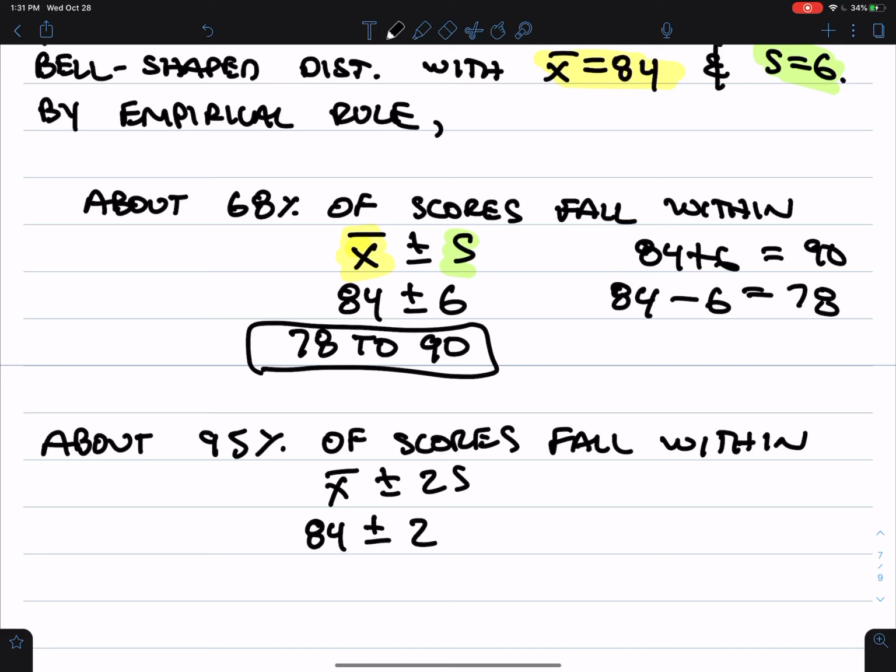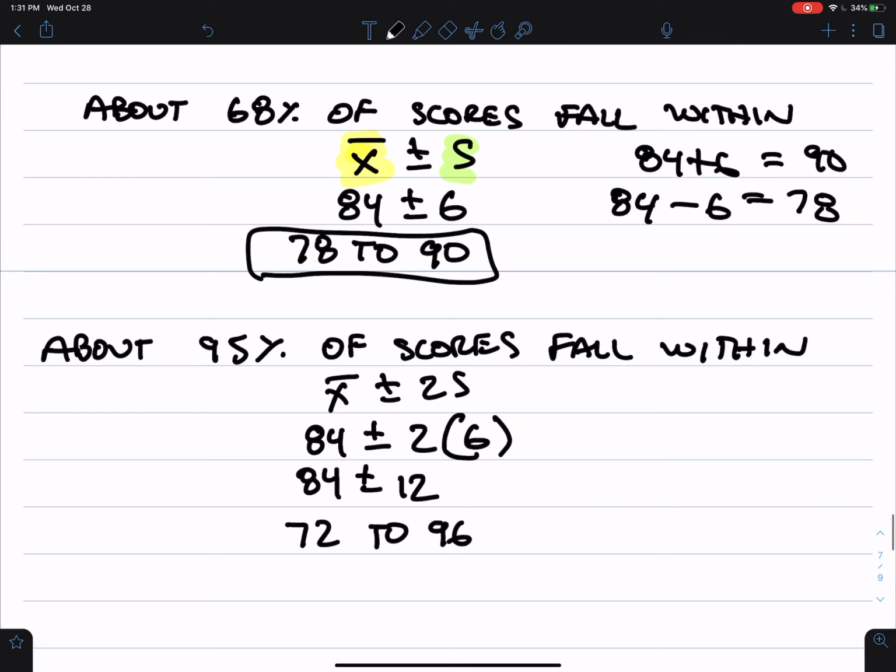Now the formula has a 2 in there. The s is going to be the same, 6. 84 plus or minus 2 times 6, which is 12. So now add 12 and then subtract 12. You're going to get 72 to 96. See how it opens up a little more? 95% of students got 72 to a 96.